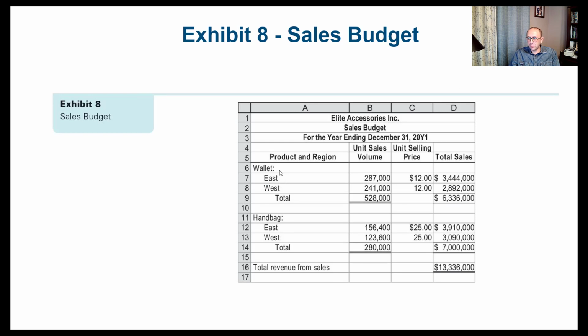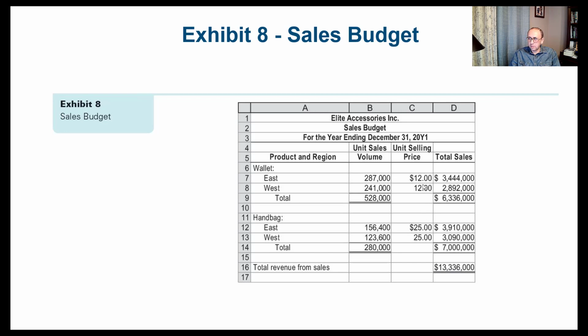So we have the product and region. We have wallet and we have the handbag, and each one of them is for the east and west, and then we calculate their total, and then when we combine the subtotals, we get the total revenue from sales. And then we have a column for the unit sales volume and another column for the unit selling price.